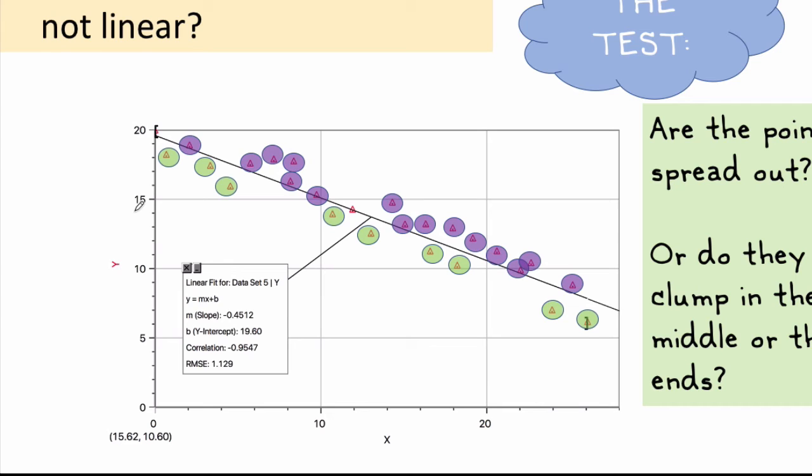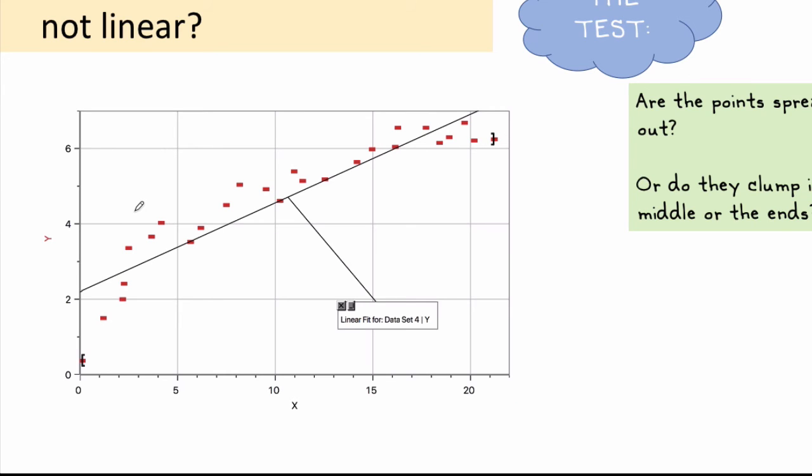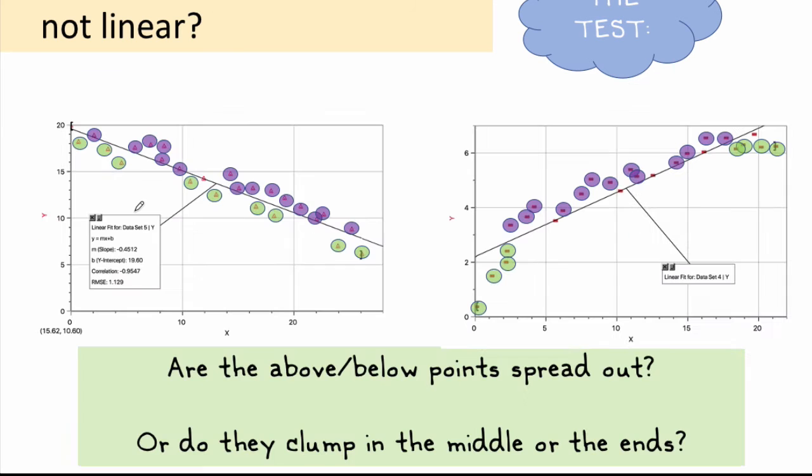Before we answer about this, I want to show you a different graph, okay? I want to show you a graph for comparison. So let's say we have this graph, and we draw a line through it. I get Logger Pro to put in a best fit line, and now I'm going to count the aboves and belows, and I get this. And we ask, are the points evenly spread out, or do the aboves and belows clump in the middle or the ends? Let's compare these two graphs.